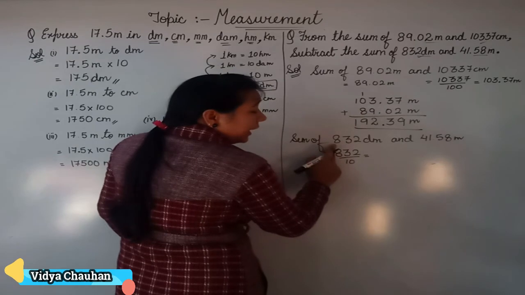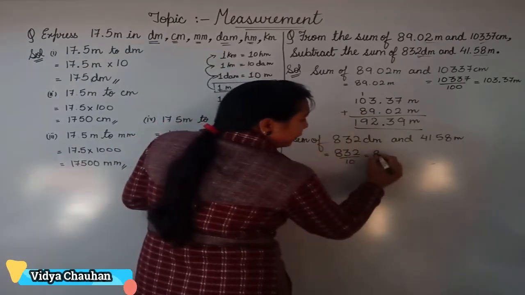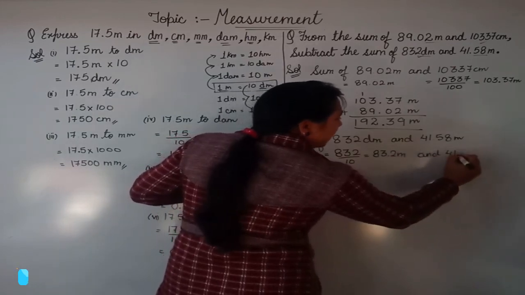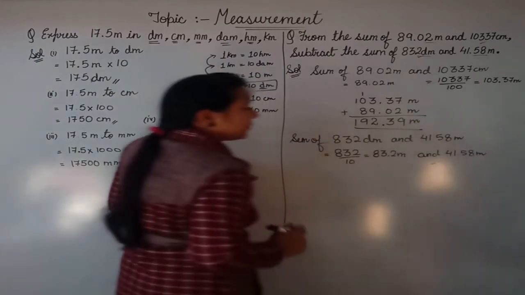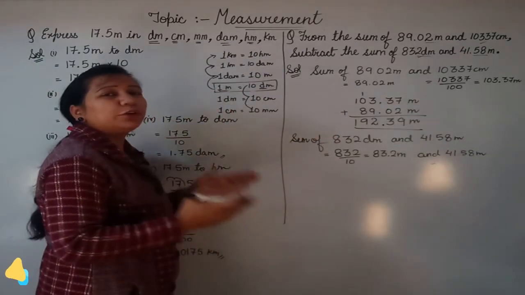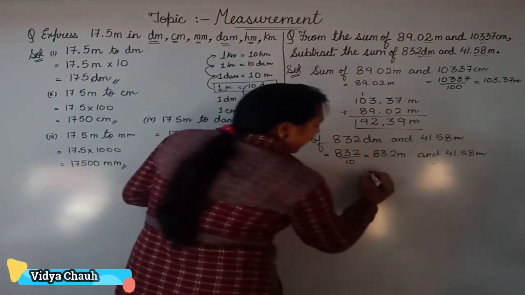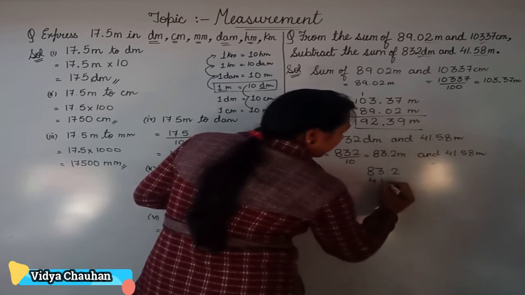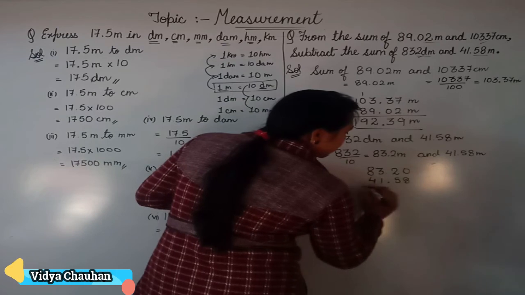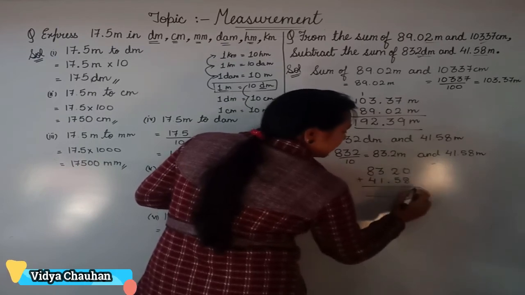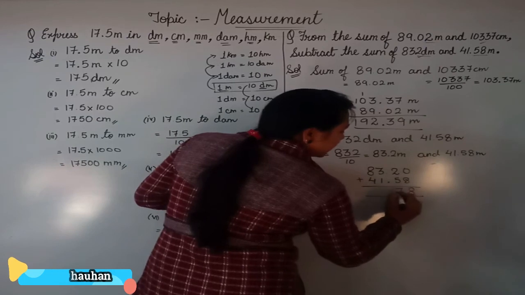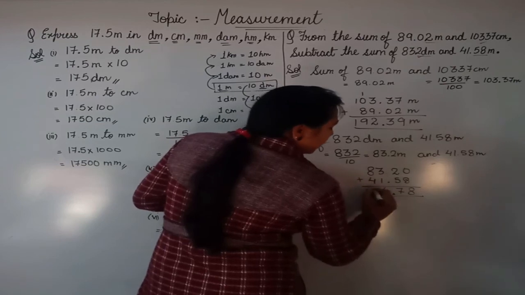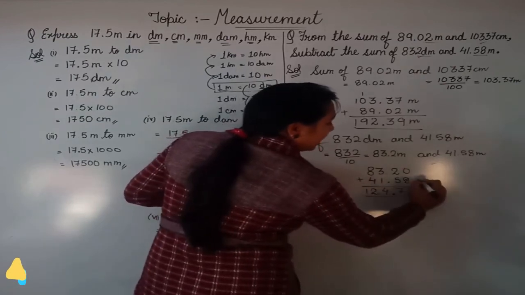So 832 divided by 10 will give you 83.2 meters. And the second value is the same, which is 41.58 meter. So conversion is done. Now it's time to add the values. 83.2 and 41.58. The blank space I am filling with 0. 8 plus 0 is 8. 5 plus 2, 7. Decimal. 3 plus 1, 4. 8 plus 4, 12. And that will be in meters.